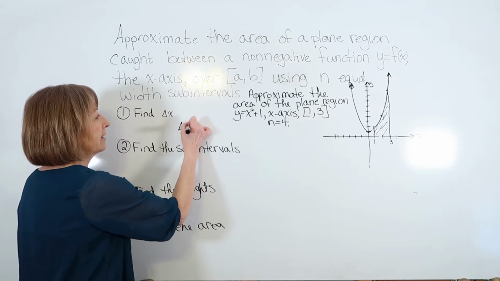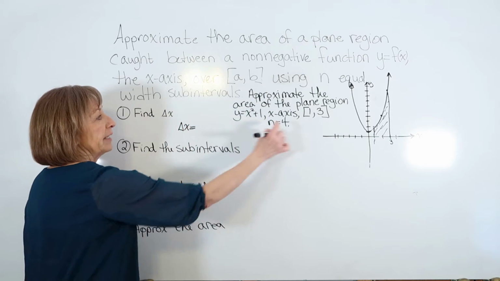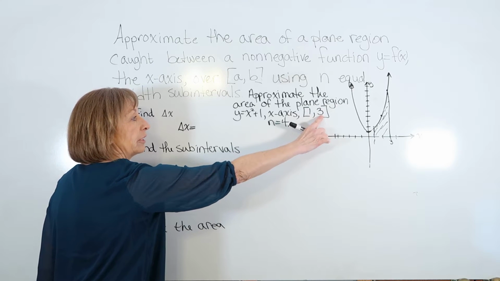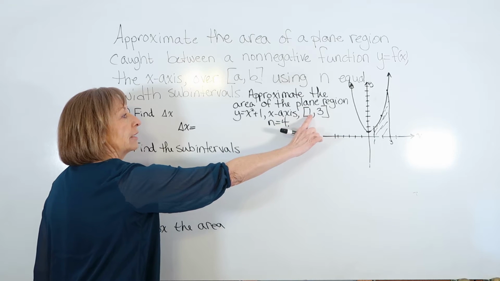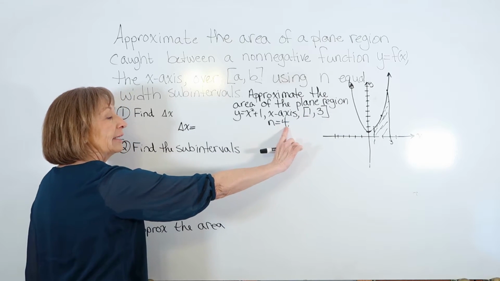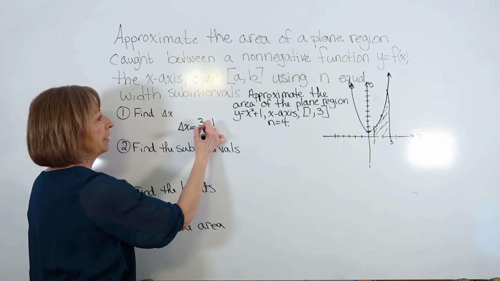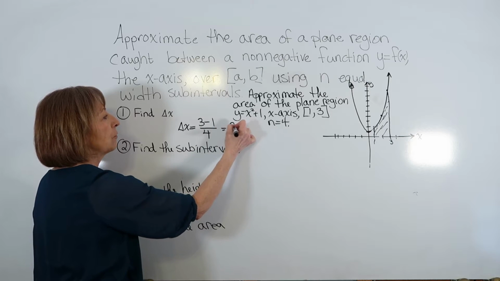Well, delta x with our equal sub-intervals, we find by taking the b, the right endpoint of your overall interval, minus a, the left endpoint of your overall interval, divided by your n that they request. So it's 3 minus 1 over 4. So that's 2 over 4 or 1/2.